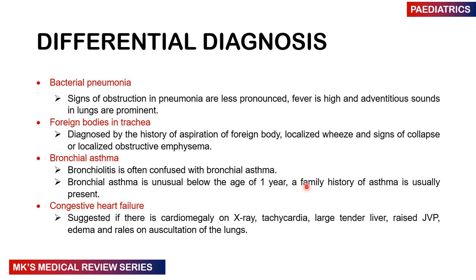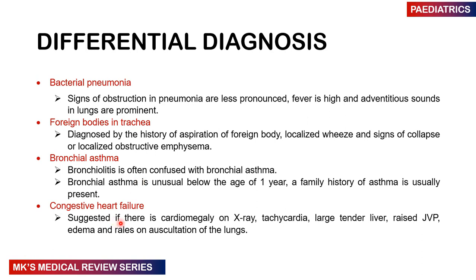Then, of course, a foreign body in the trachea is going to be diagnosed by the history of aspiration of a foreign body. There may be a localized wheeze and, of course, signs of collapse or localized obstructive emphysema. If it's bronchial asthma, remember that bronchiolitis is often confused with bronchial asthma. And remember that bronchial asthma is unusual below the age of 1 year. And of course, there should be a positive history of asthma in the family.